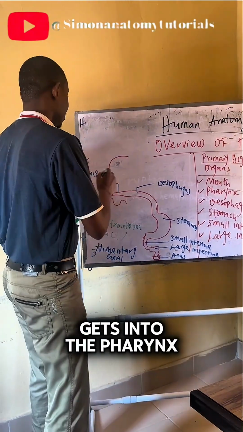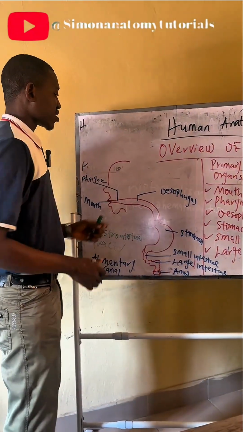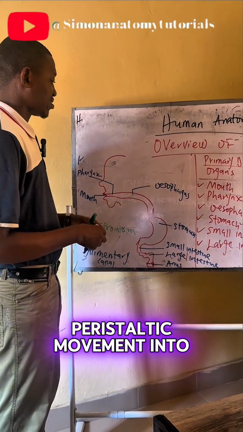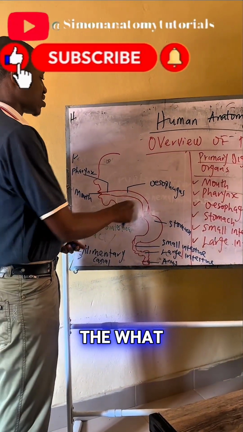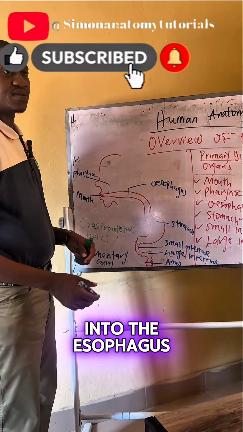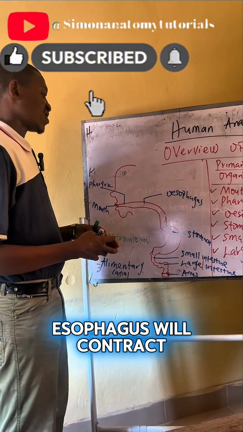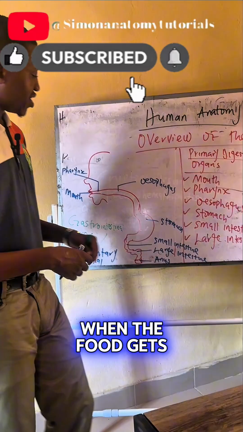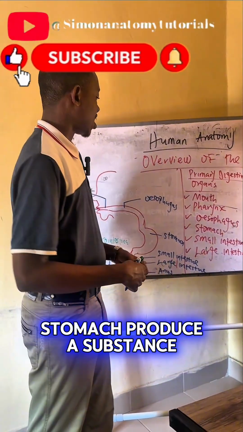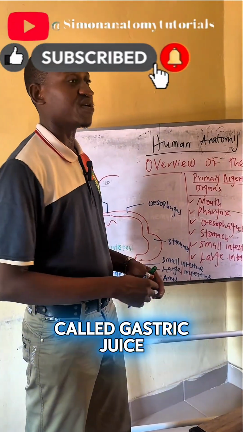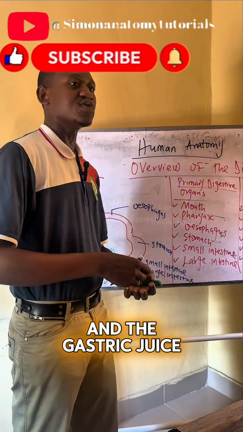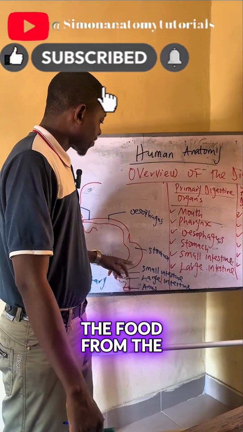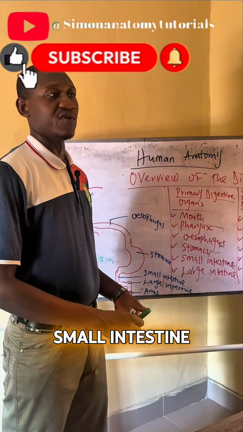Now, when the food gets into the pharynx, the food moves by peristaltic movement into the esophagus. The muscles of the esophagus will contract and the food will be pushed into the stomach. When the food gets into the stomach, the cells of the stomach produce a substance called gastric juice. And the gastric juice further helps to break down the food. The food from the stomach moves into the small intestine.